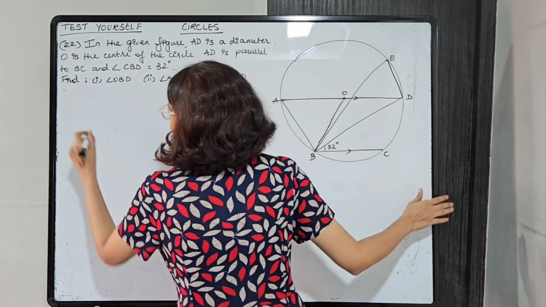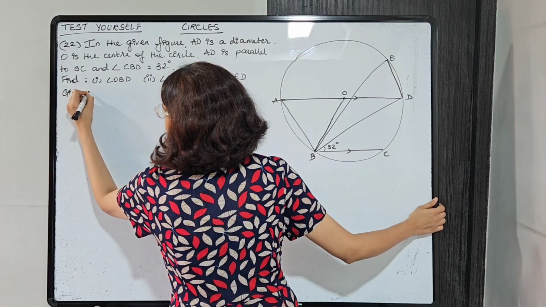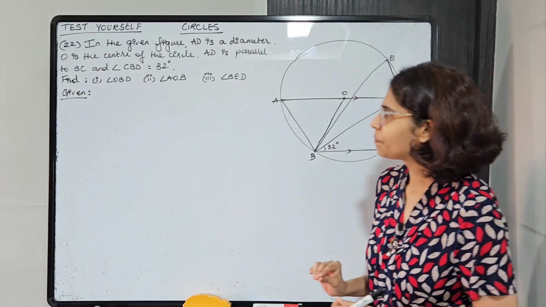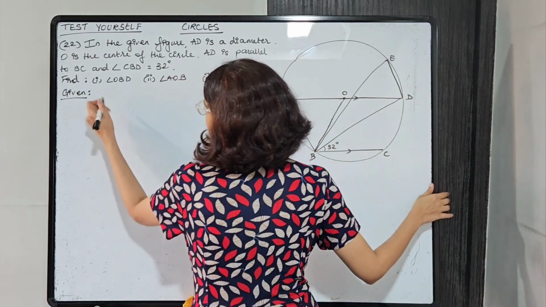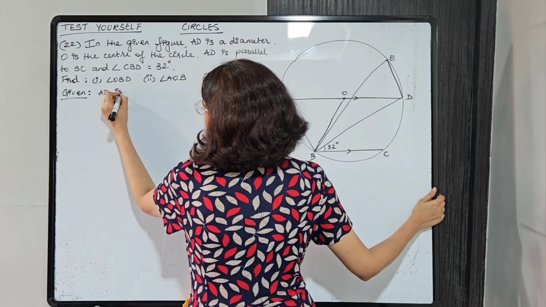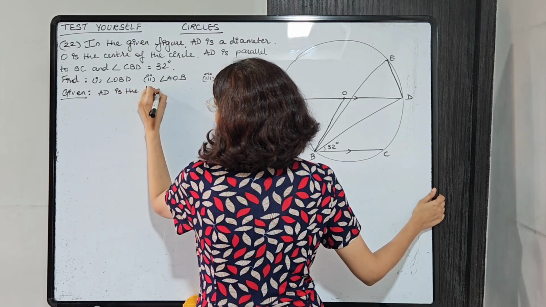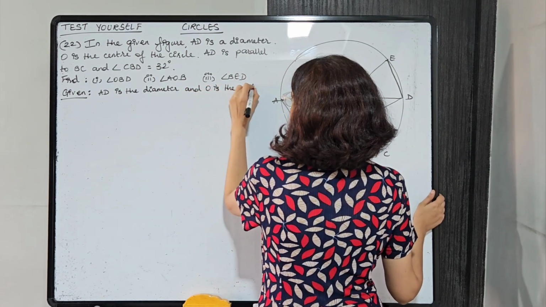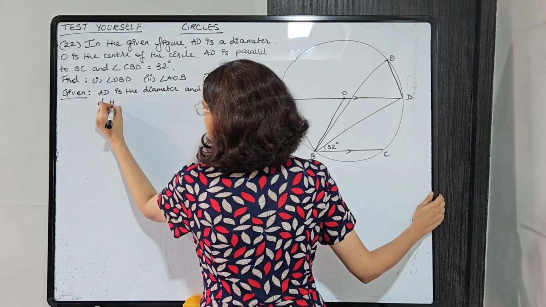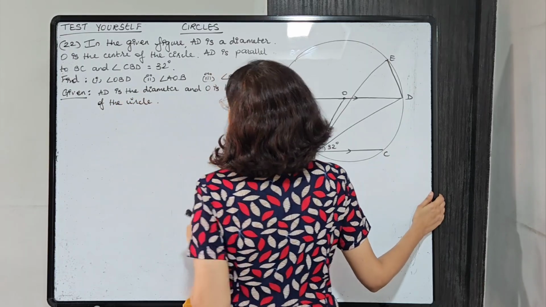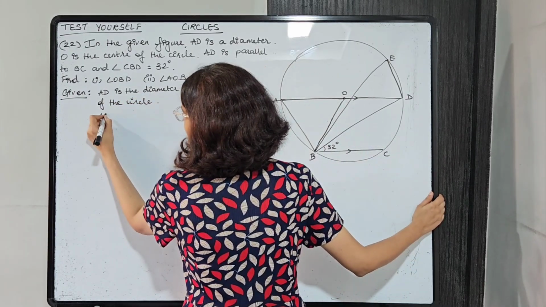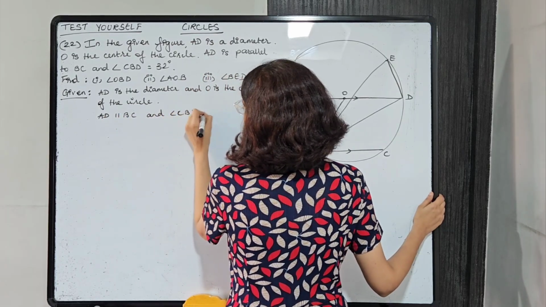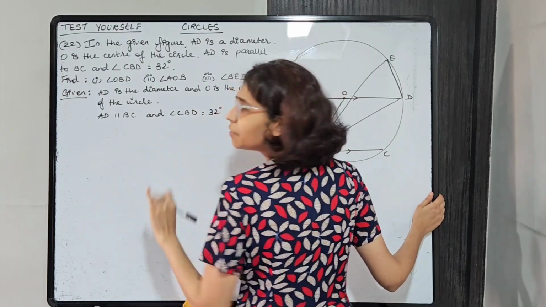First, let us write down the given information. First, we'll see what all information we have, and then we'll see how to solve. Okay? So AD is the diameter and O is the center of the circle. AD is parallel to BC and angle CBD is 32. This is the given information.